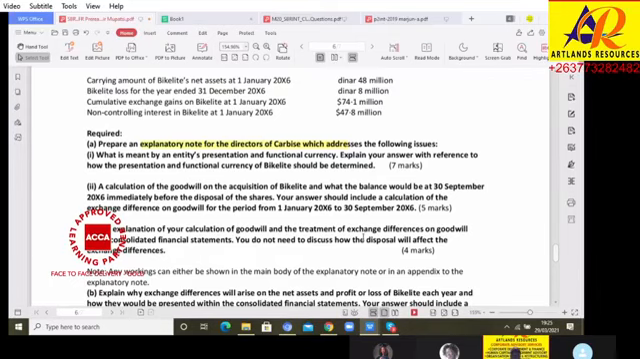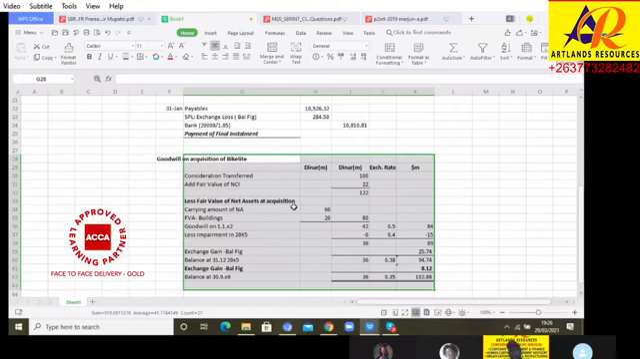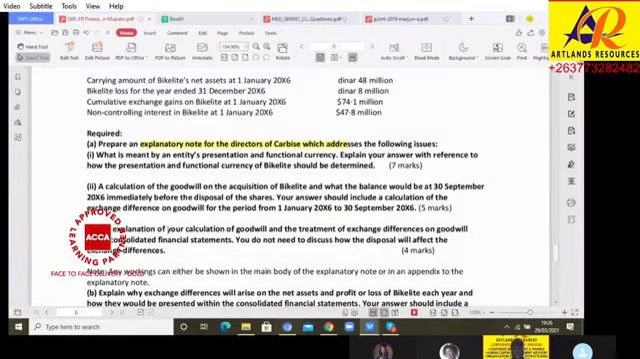And then an explanation of your calculation of goodwill and the treatment of exchange differences in the consolidated statement of financial position. You do not need to discuss how disposal will affect exchange differences. 4 marks. Can you imagine what this question is saying? It is saying, tell us how you have calculated goodwill. Notice, an explanation of your calculation of goodwill. Meaning, this one now is the easiest question of them all.